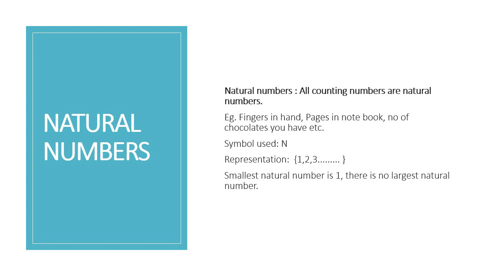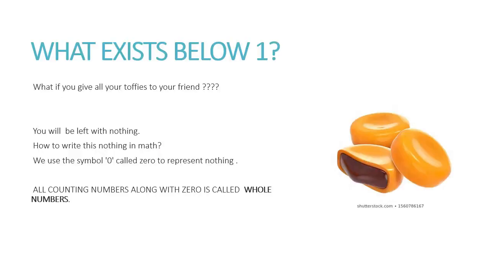So what are natural numbers? All counting numbers are known as natural numbers. We use the symbol N, capital N, to represent natural numbers. Now the counting numbers 1, 2, 3, 4 and so on are natural numbers. So what is the smallest natural number? 1 is the smallest natural number. And what about the largest natural number? There is no largest natural number because numbers are uncountable.